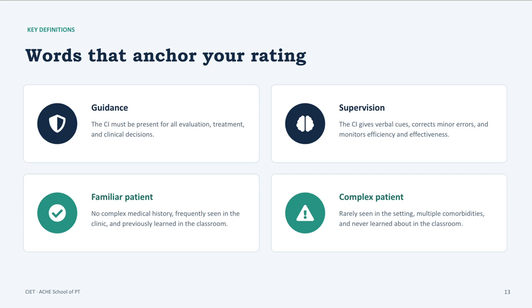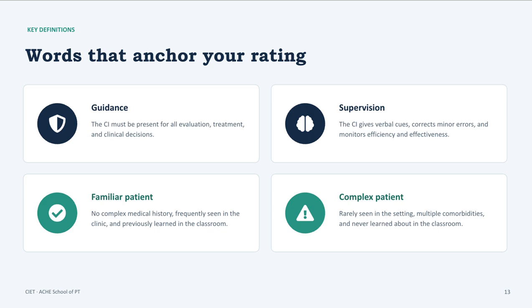A few definitions can guide your ratings. Guidance means the CI must be present for all evaluations, treatments, and clinical decisions. Supervision means the CI provides verbal cues to facilitate decision-making, corrects minor errors, and monitors for efficiency or effectiveness. A familiar patient is one without a complex medical history, frequently seen in the clinic, and learned about previously in the classroom. A complex patient is one rarely seen in the setting with multiple comorbidities and never learned about in the classroom.